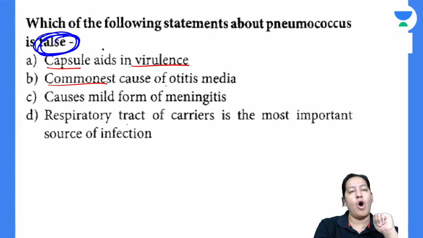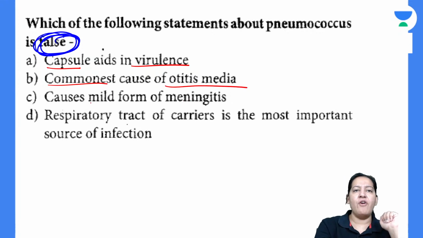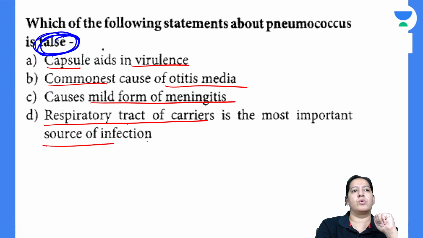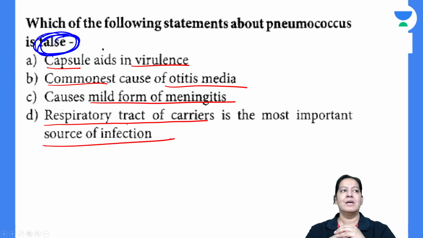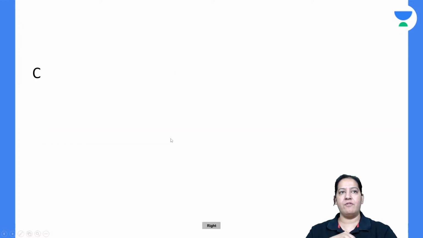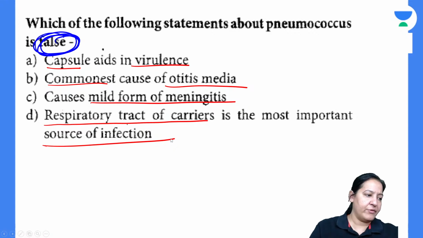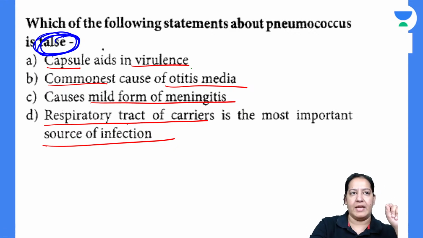Commonest cause of otitis media. Is it true or false? Causes mild form of meningitis. Is it true or false? Respiratory tract of the carriers is the most important source of infection. Is it true or false? So who will tell me which among the following is false? I want to ask you which is the false statement. Now, let me read all the options one by one again. Capsule aids virulence, this is true.